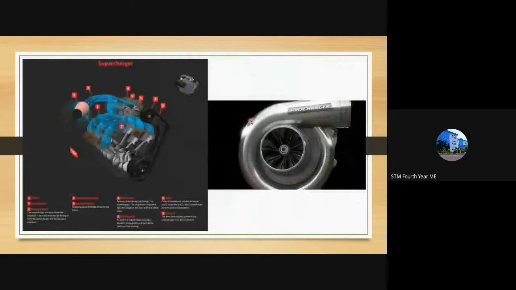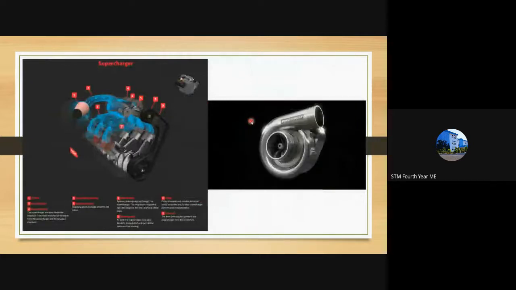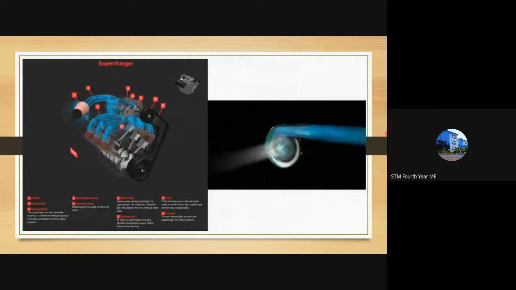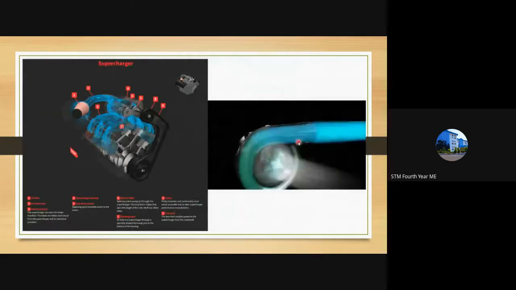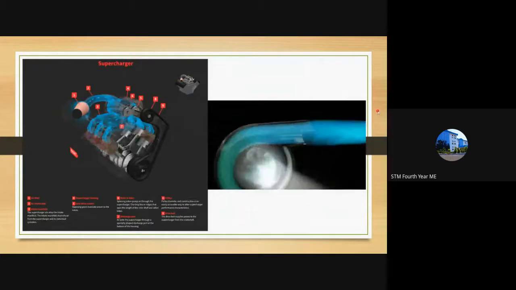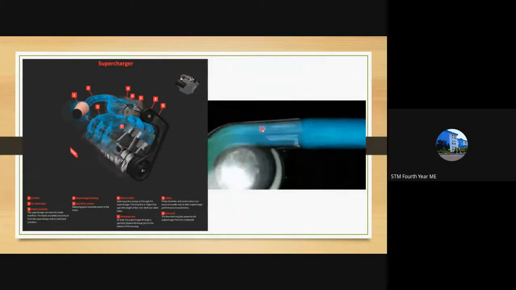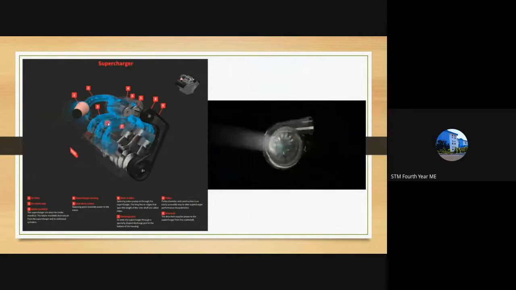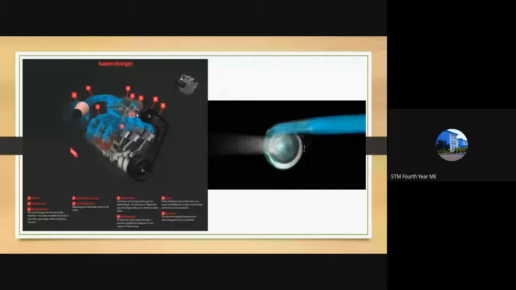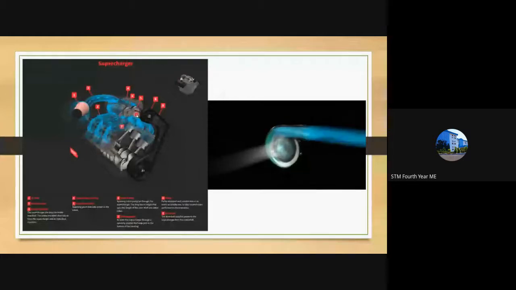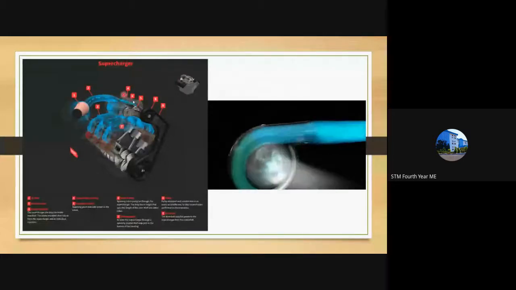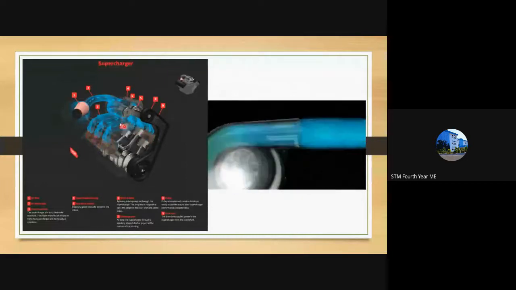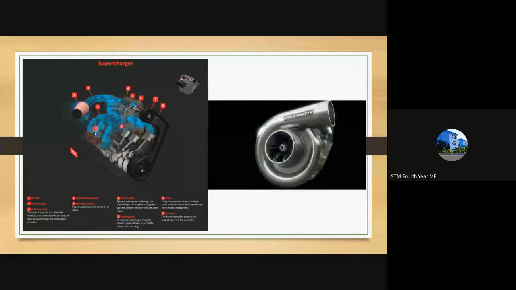So you can see how the supercharger works here. This is a centrifugal type, so the air is sucked in and it is expelled outside, as you can see here. Okay, this is a twin screw method. You can see a twin screw supercharger. This twin screw supercharger inhales the air, compresses it, and gives it through the inlet manifold. You can see it here, and it is going into the cylinder.